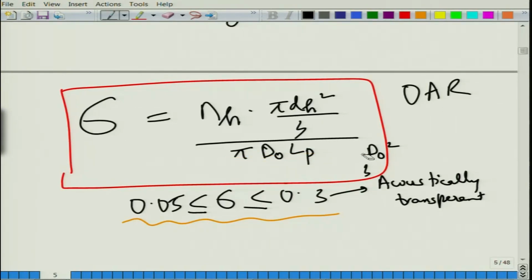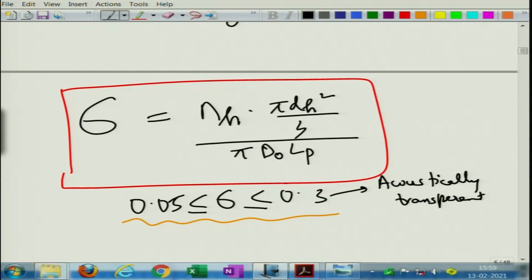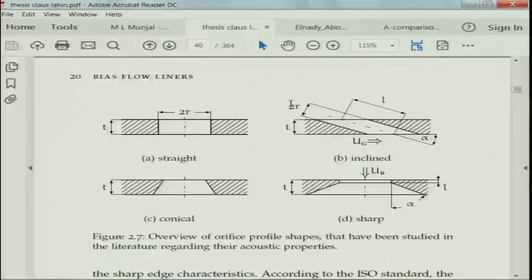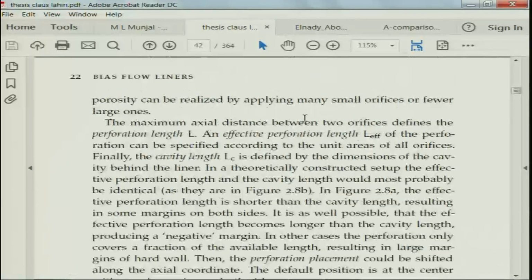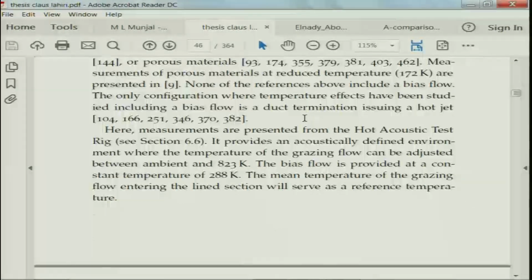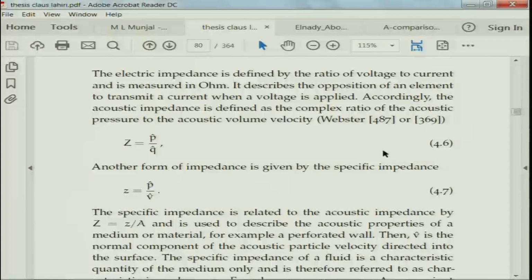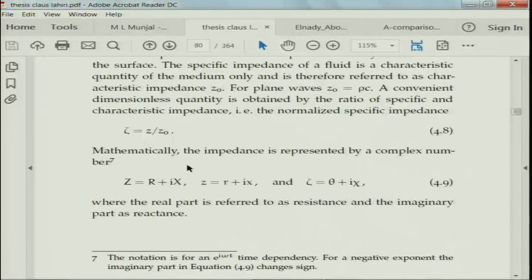Anyhow, let us get back to the review, a very brief review of the perforated impedance expressions that are available in the literature. Lahiri, like I said, gives an excellent review of the different perforated impedances in the literature. So, what we have to do is look at the different expressions. Impedance Z is equal to P by Q, or pressure by volume velocity. Lahiri also says impedance is the resistive part plus i times the reactive part. The real part is resistance, the imaginary part is the reactance.